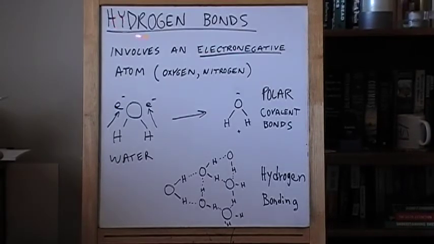And the third type of bonding is hydrogen bonding. Hydrogen bonding involves atoms that are electronegative, such as oxygen or nitrogen. These atoms have a tendency to pull electrons towards them when they're in a molecule. So for example, in water, you have H2O, and the hydrogens are on one side of the molecule, and oxygen is on the other side of the molecule.